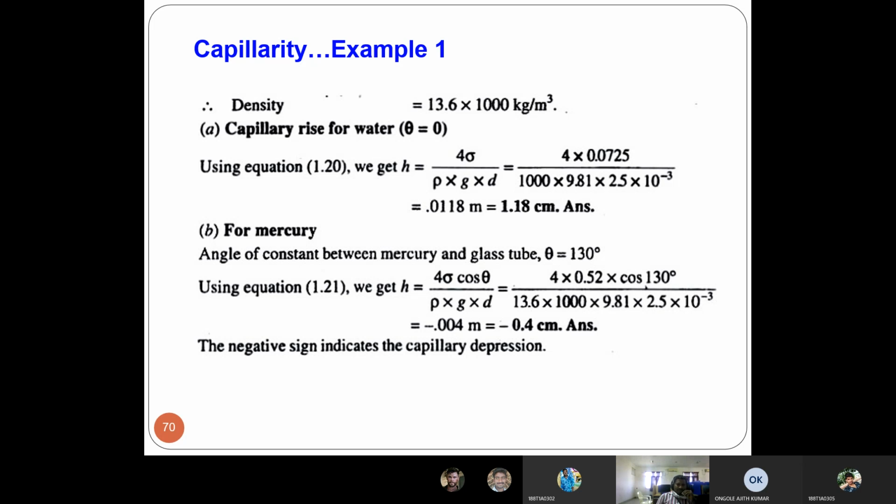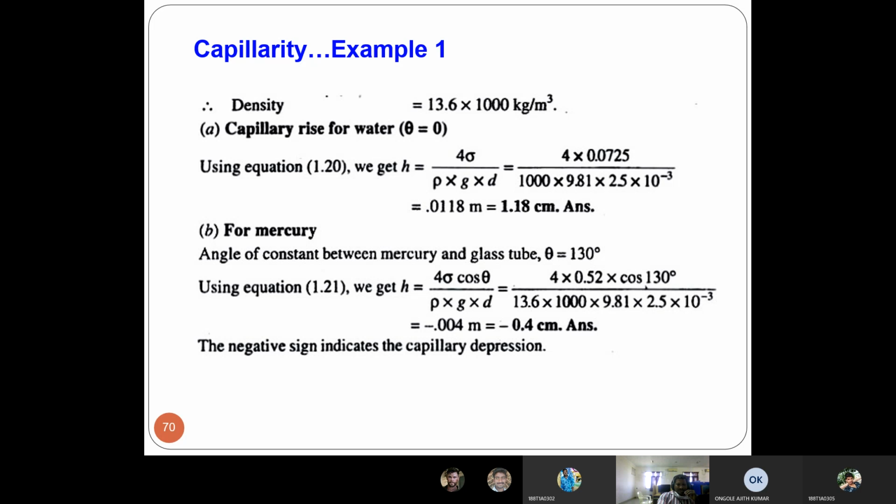Capillary rise for water: h is equal to 4 sigma by rho g d. Substitute sigma and density. For water, surface tension is given as 0.0725, density of water is 1000, g is 9.81, and the diameter of the glass tube is given. So if we solve it, we will get 0.118 meters or 1.18 centimeters.